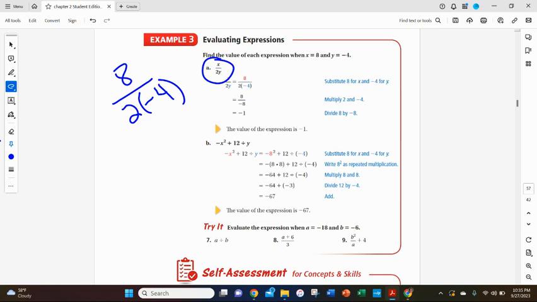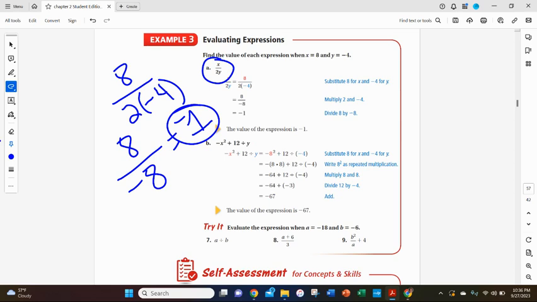Whenever you have a letter right up tight to a number, that means multiply. So 2y means 2 times y. The first thing you're going to do here is multiply that 2 times the negative 4. So 2 times negative 4, well, 2 times 4 is 8. Because one is positive and one is negative, it's a negative 8. So it's 8 over negative 8, or 8 divided by negative 8. 8 divided by 8 is 1. And because one is positive and one is negative, your answer is going to be a negative 1.